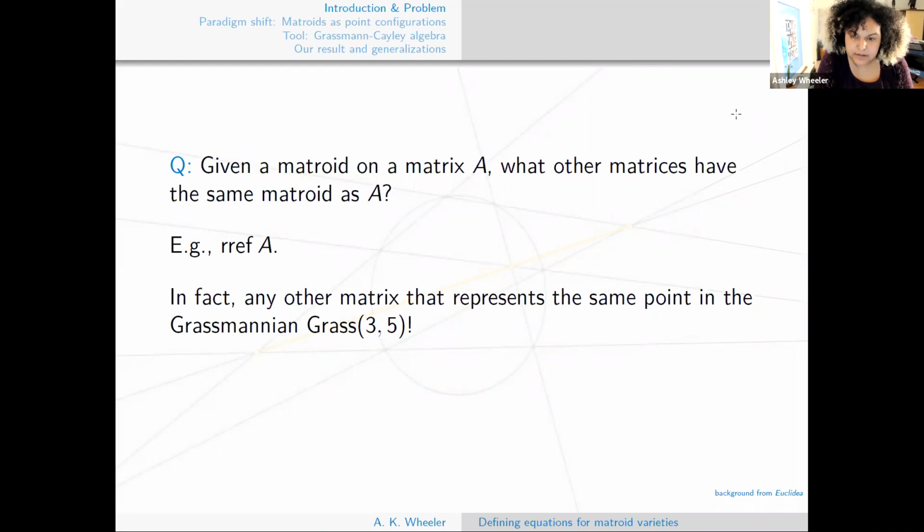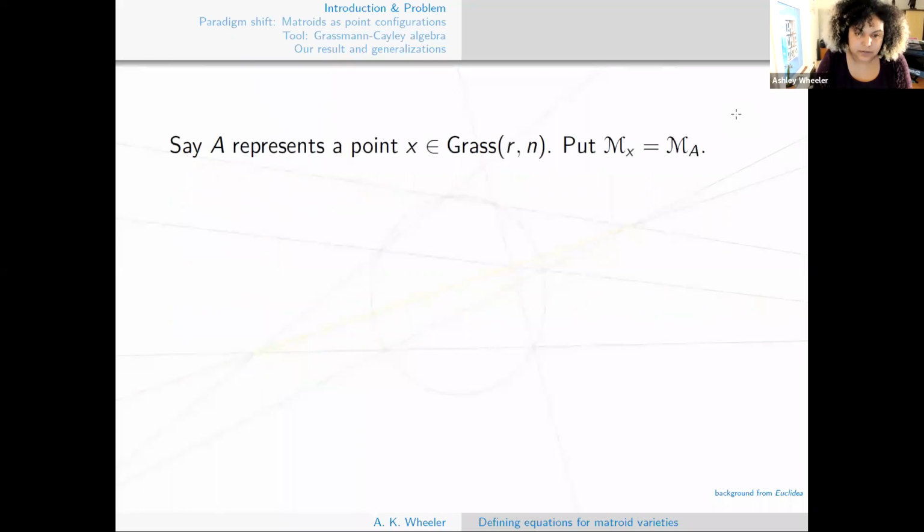And this is because the coordinates for a point in a Grassmannian are invariant under the left action of GL_r. So doing column operations or row operations on the matrix doesn't change which determinants vanish and don't vanish. Are there any others? That's the question that we're interested in. What matrices have the same matroid as a given matrix? So now I'm just going to think of the matrix as representing a point in the Grassmannian, and I'll think of the matroid over the point in the Grassmannian and not just over the matrix.